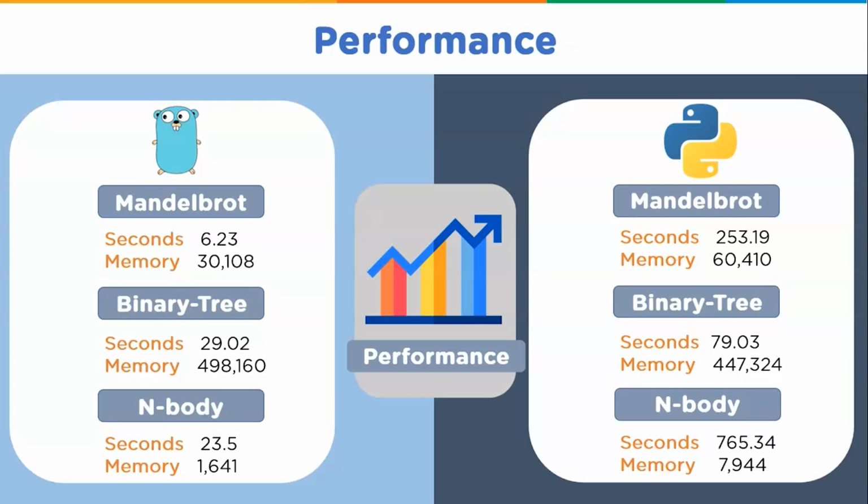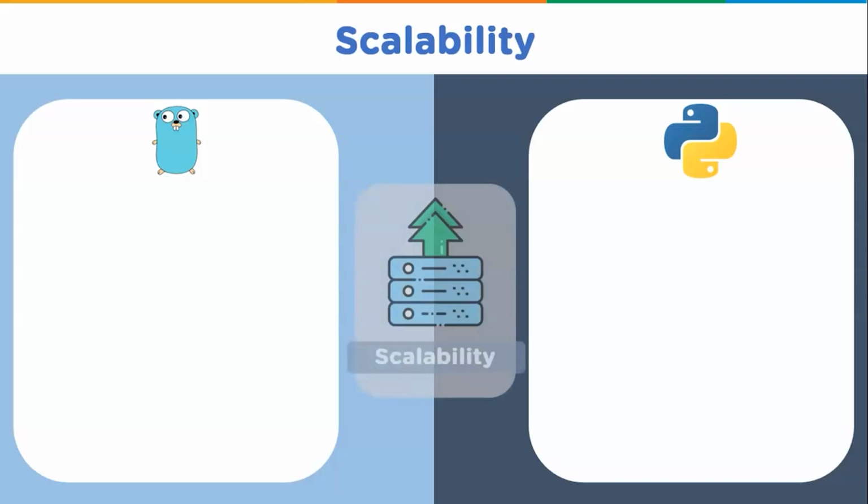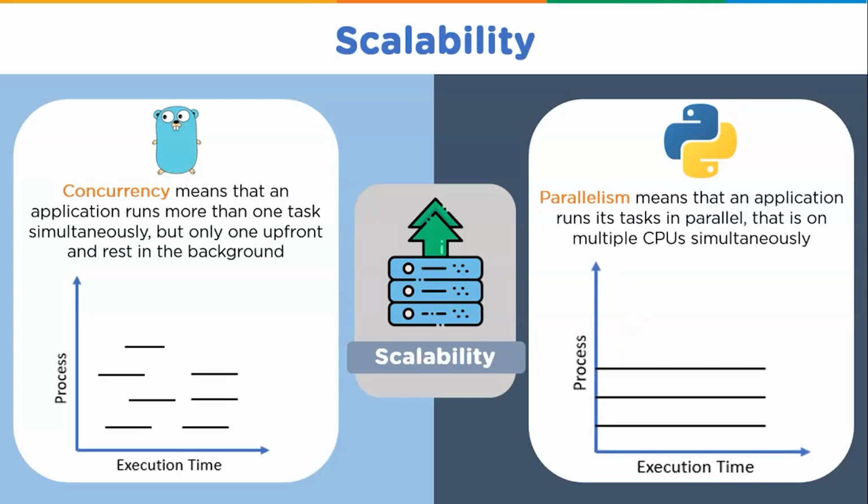Let's compare the two on the topic of scalability. The whole purpose of developing Golang was scalability. This is why Golang has inbuilt support for concurrent process channeling, that is concurrency. On the other hand, Python has a hard time with concurrency, but it can execute parallelism through threads.